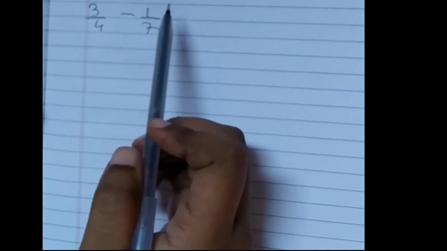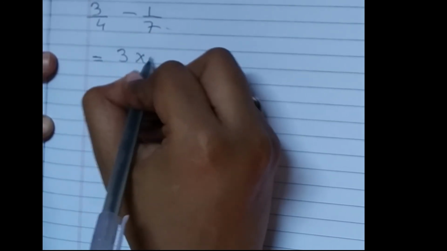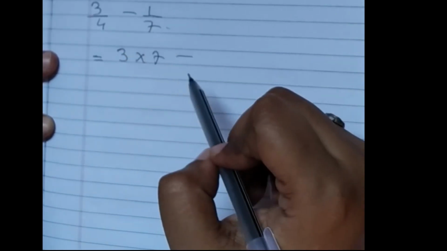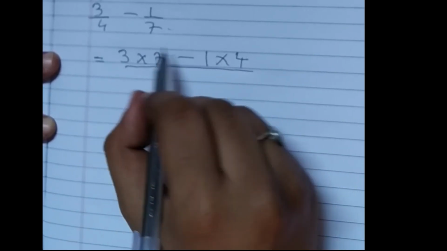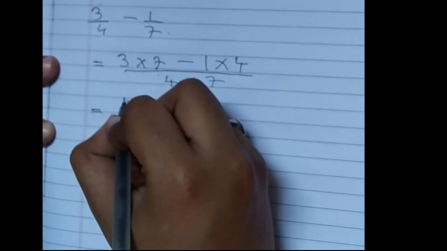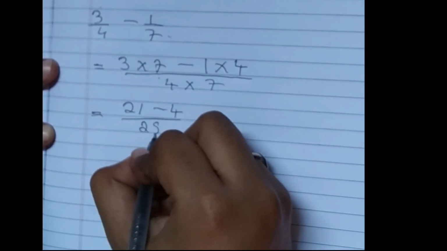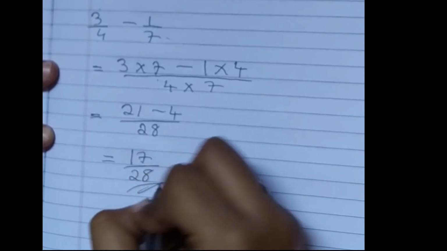Okay. Now there is one problem on subtraction, 3 by 4 minus 1 by 7. So again I will solve this by cross multiplication. 3 into 7 minus, here minus sign is there in between, so we will put minus, and the full common denominator of this whole thing will be multiplication of both the denominators. 3 sevens are 21 minus 4 upon 4 sevens are 28 is equal to 17 upon 28, so this is the answer.